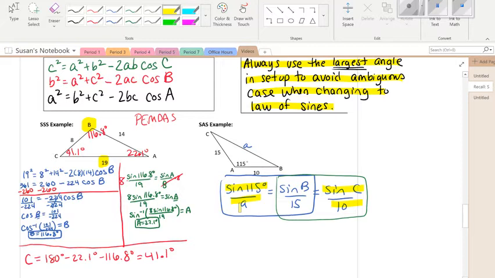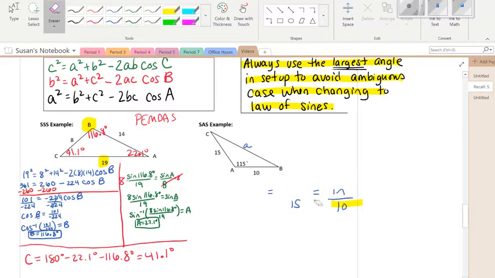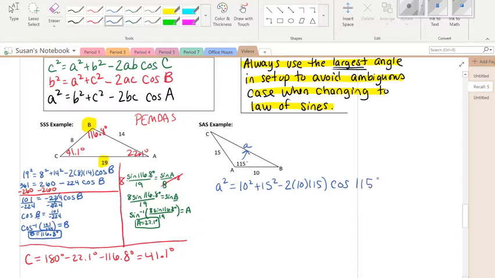Same thing if I were to set up the other problem. So that's why we have the law of cosines. When I go ahead to solve this, we're going to use the cosine of 115 because that's the angle we're given. So we're going to solve for side length A. So A squared is equal to 10 squared plus 15 squared minus 2 times 10 times 15 times the cosine of the angle across from the side we are solving, which is 115 degrees.